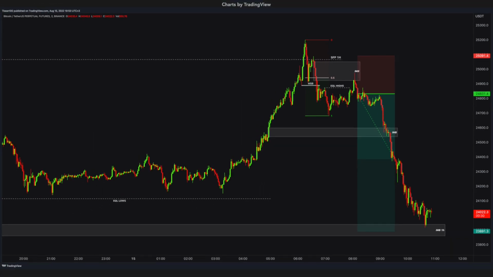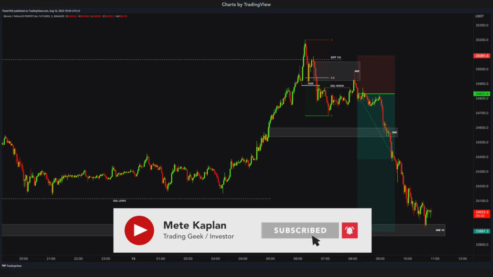Okay folks, this is it. Completed the swing failure pattern. So you can use it in your trading life as a day trader or even scalper.